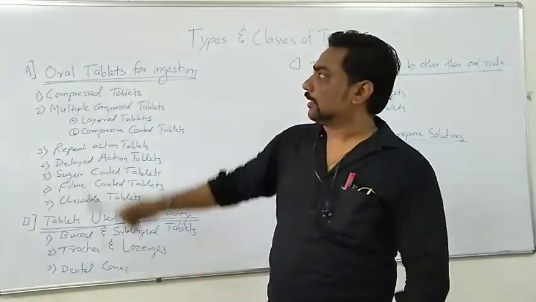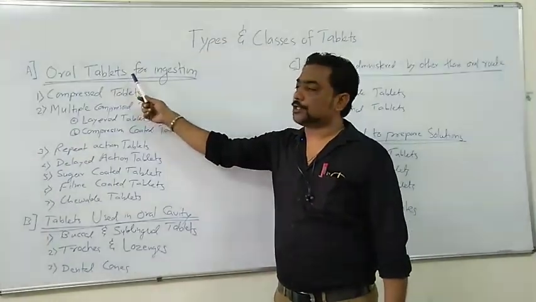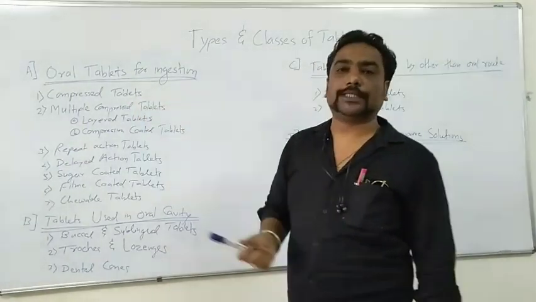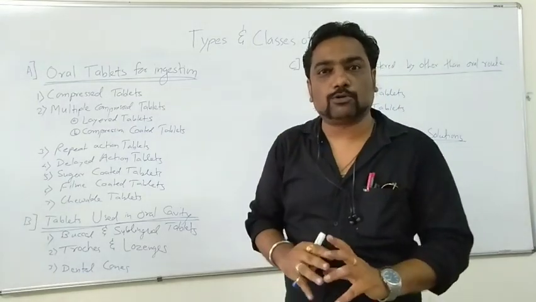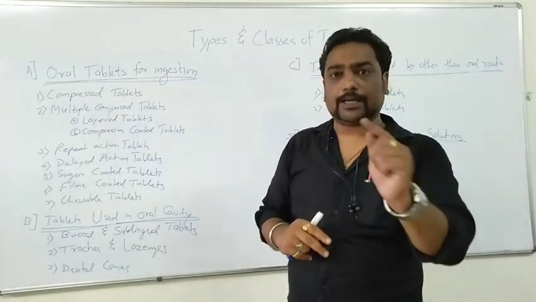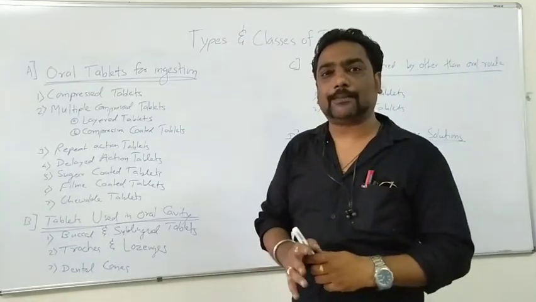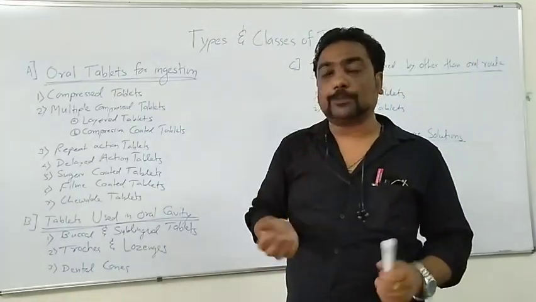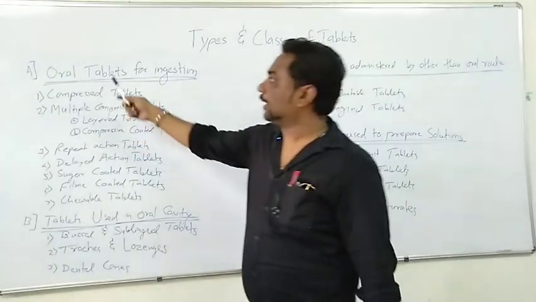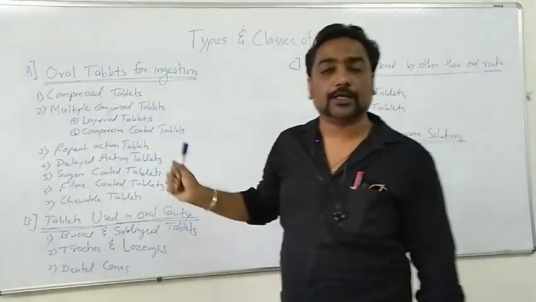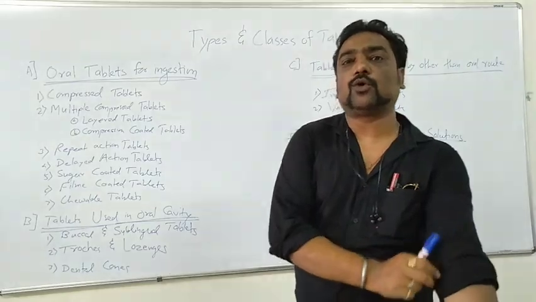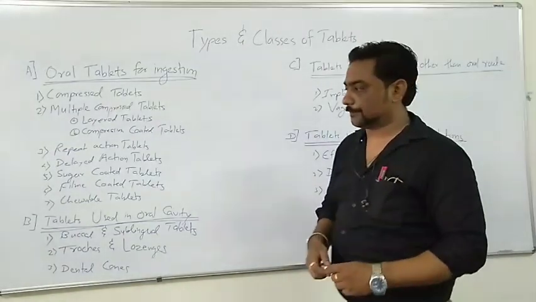So there are basically 4 different classes of the tablets or 4 different types of the tablet. First one, the tablets which are used for oral ingestion. So these are swallowed into the stomach mostly. One exception is there, that is chewable tablet in this class, but all these tablets are used to be swallowed. So first category, oral tablets for ingestion.